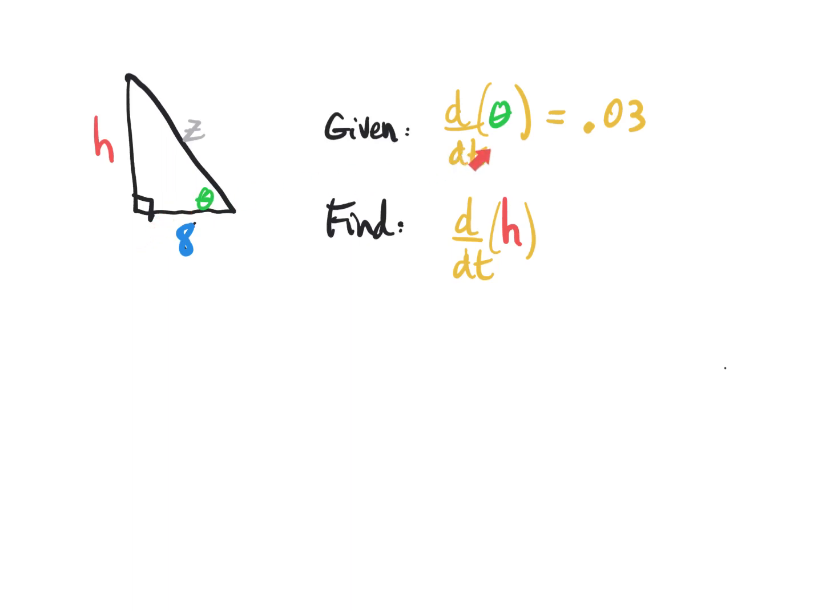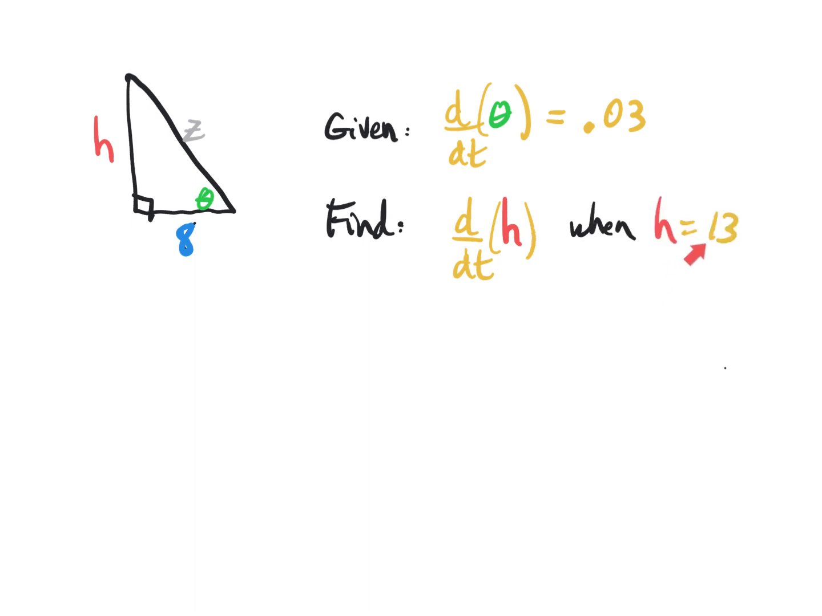Alright, so they gave us how fast theta is changing. So the rate of change, derivative with respect to time of theta, and that's 0.03 radians per second. They ask us to find the rate at which the height is changing at that point, because as theta gets bigger, this is opening up and the height is getting taller. So how fast is it changing right when it is 13?